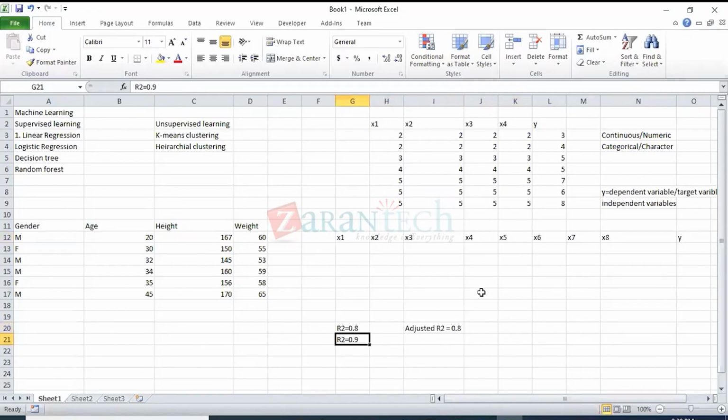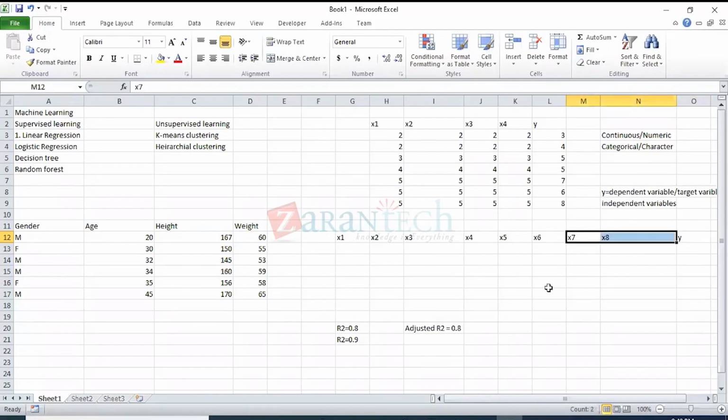Okay, but now in the second iteration, let's add x7 and x8. But x7 and x8 don't have any influence on my dependent variable. They are simply junk in the model. So we should never include junk in the model. It's not good. Adjusted R square identifies that x7 and x8 don't have any influence on y. So there is no point in including these two.